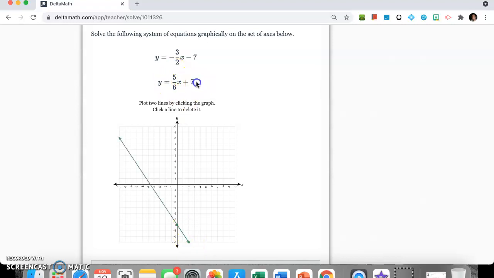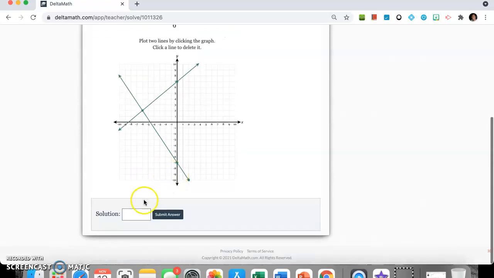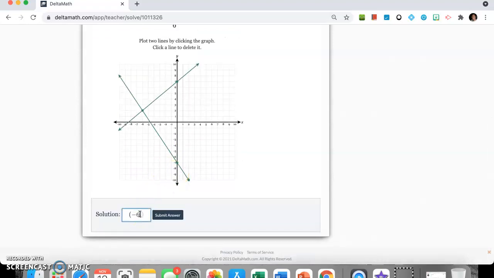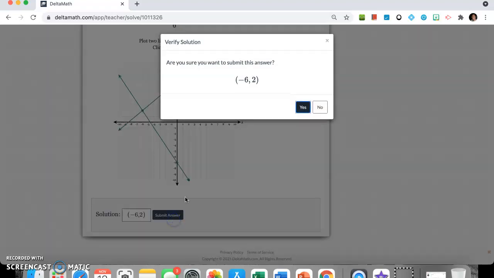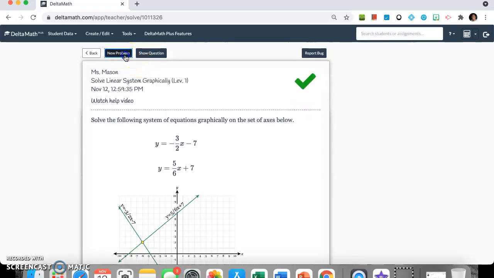I'm going to do the same thing for the second one. My y-intercept is 7, and my slope is 5/6, so I can go up 5, but I notice I can't go up any further, so I'm going to do the complete opposite. I'm going to go down 5 and left 6. And what you notice is they cross right here, so this is the solution. The solution is my coordinate point there, so -6, 2. And I hit submit. That's my answer. Let's try another one.